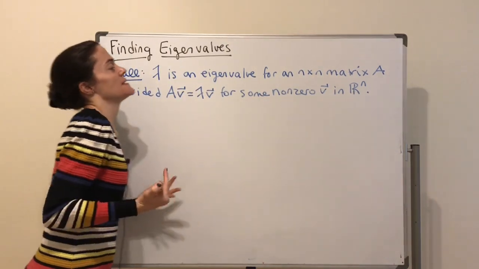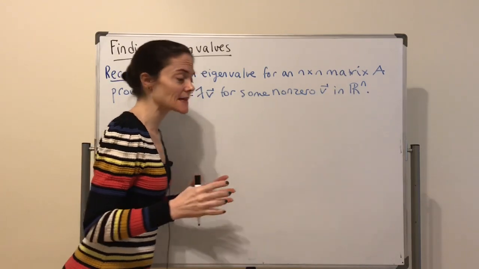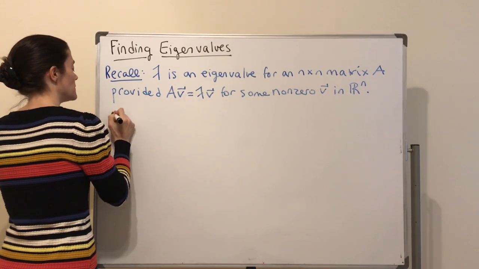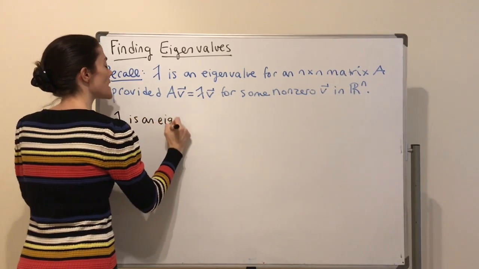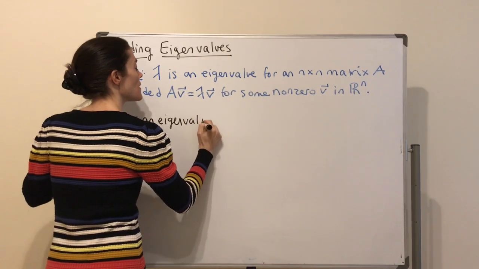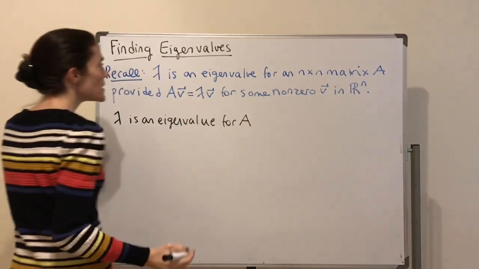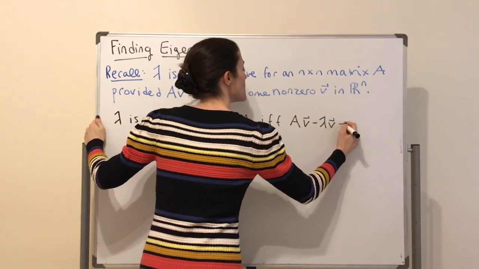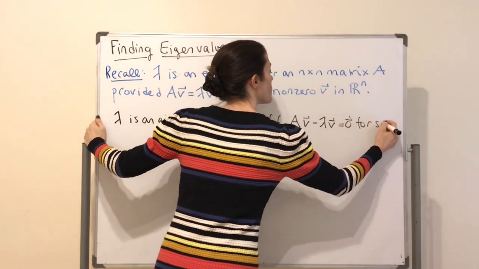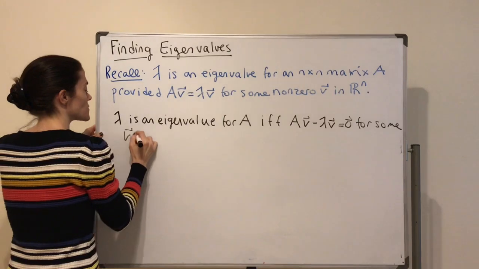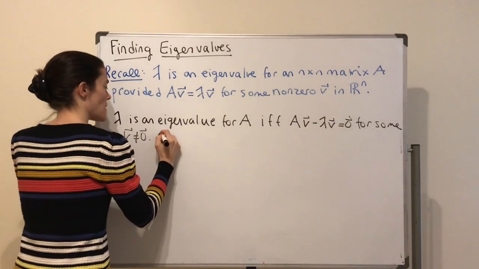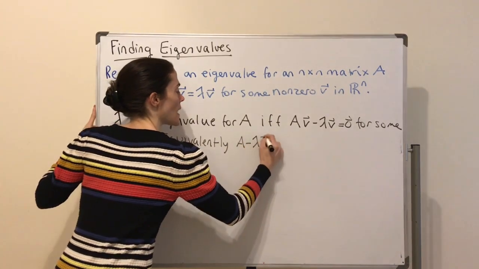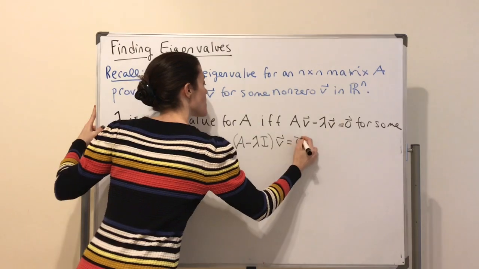Okay, so let's unravel this, and this is very similar to what we did at the end last time, just as a comment to an example. So thus, lambda is an eigenvalue for A if and only if Av minus lambda v equals 0 for some non-zero vector v. And this happens equivalently, if and only if, (A minus lambda I) times v is 0.